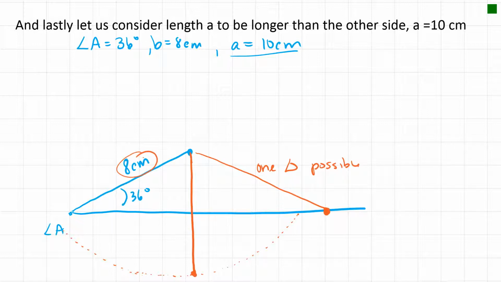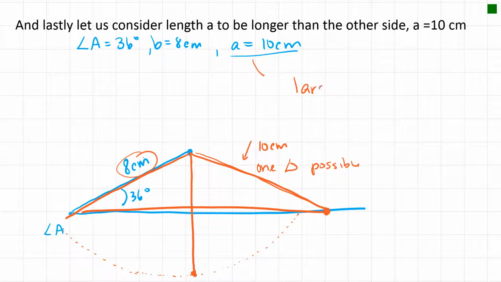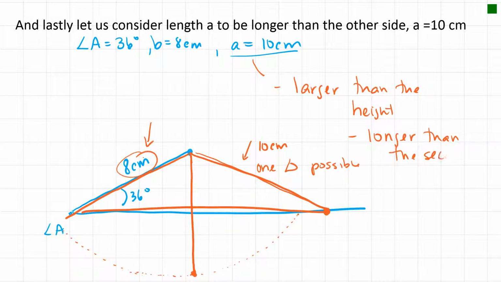So that triangle looks like this, where this side is 10 centimeters. Now, what are the conditions that made this happen? Well, this is larger than the height, and it is longer than the other side. So there are two conditions met in order for there to be this type of situation.